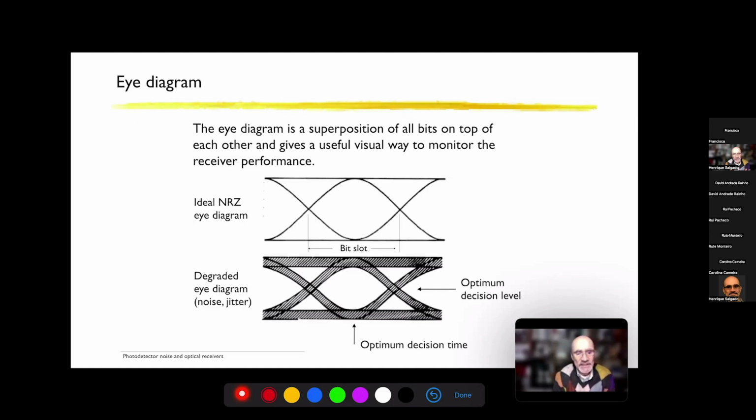And so one way to assess the performance of the receiver is to do a plot where you superimpose several bits of information, zeros and ones, in the same time window. And the aperture of this diagram, which is called an eye diagram because it looks like an eye, gives you information on the quality of the signal being transmitted. So any questions so far? Okay.